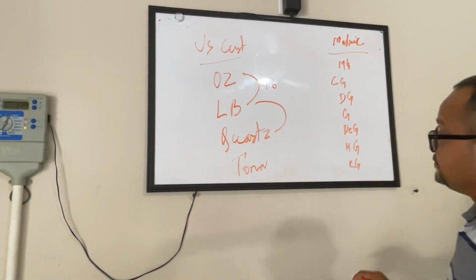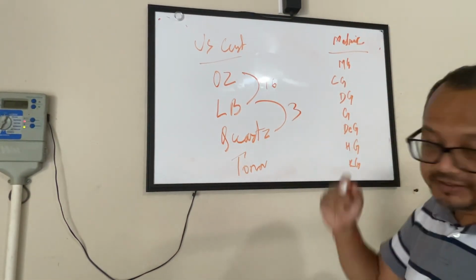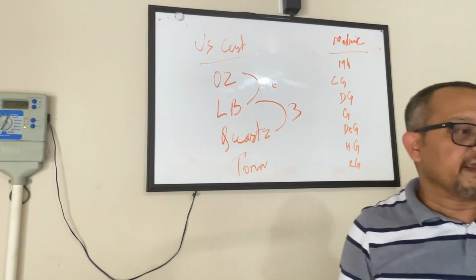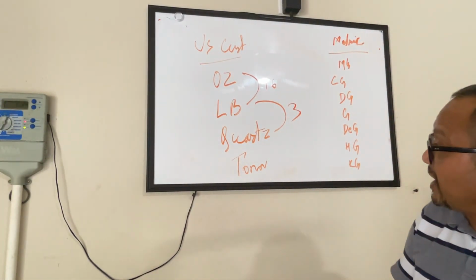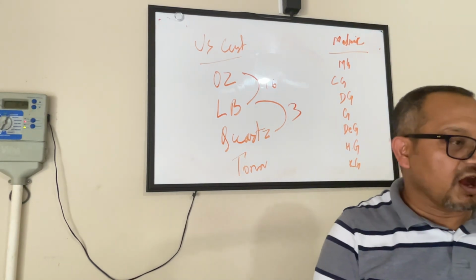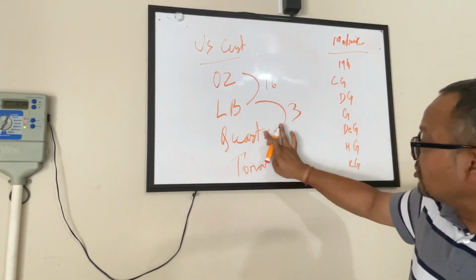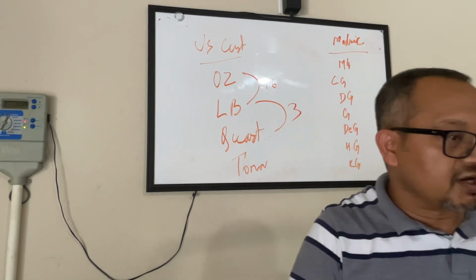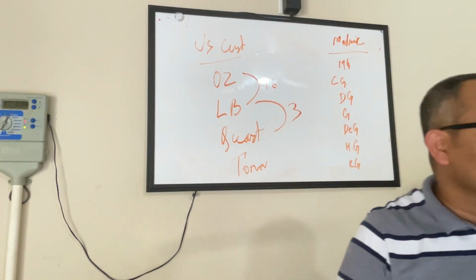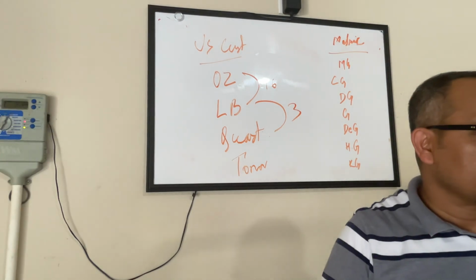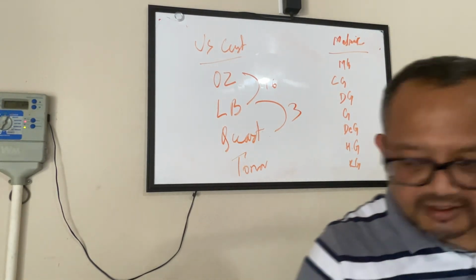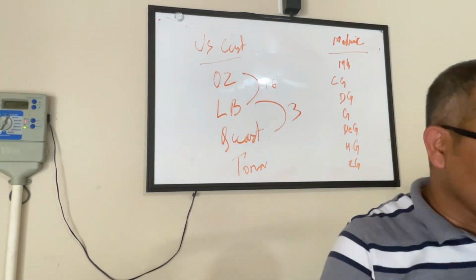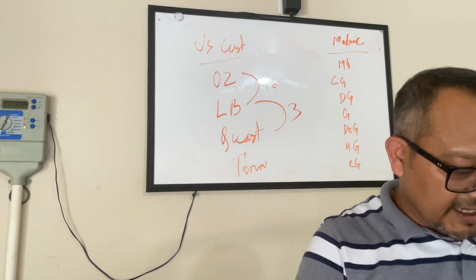So it is 3 pounds make 1 quart. It's not quads, it's quart. 3 pounds make 1 quart. And how many quarts make 1 ton? 4? No, that's much more than that. I think it's 2000. Let me confirm.